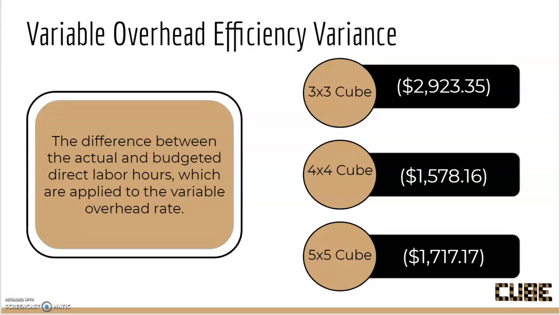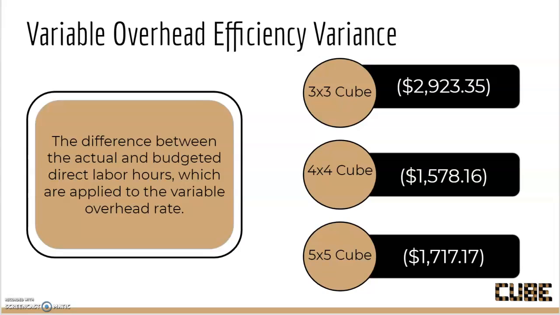The production department is in charge of calculating and managing the variable overhead efficiency variance. It is the difference between the actual and budgeted direct labor hours, which are applied to the variable overhead rate. The calculation was made by the difference between flexible cost and standard price and actual quantity cost.